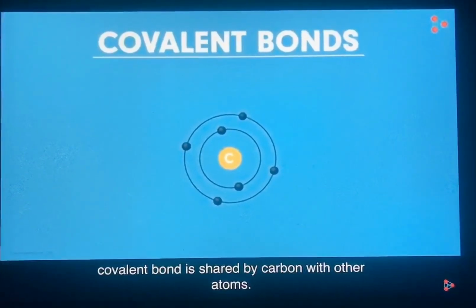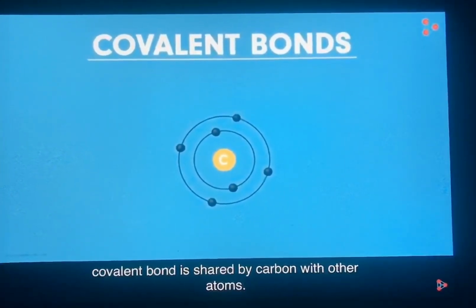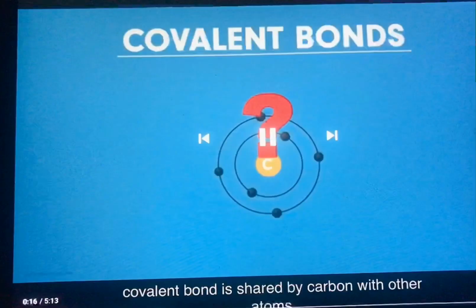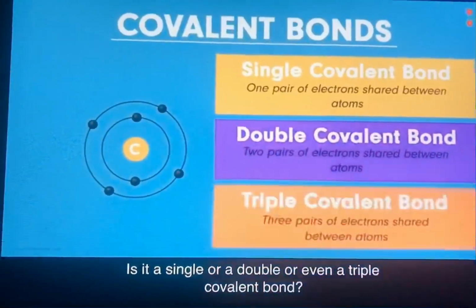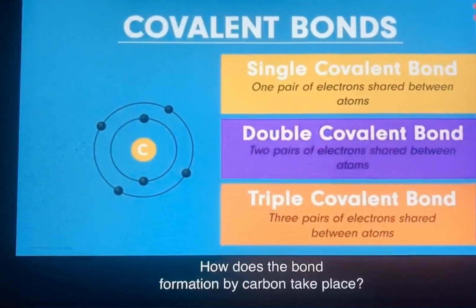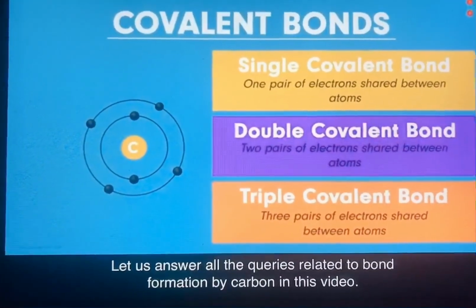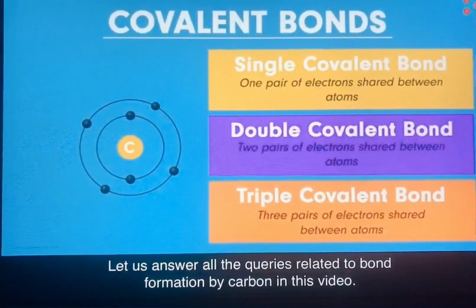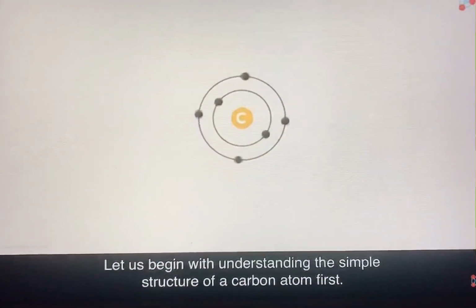Students, in this video we will understand how carbon can form single, double and triple bonds with other atoms. Is it a single or a double or even a triple covalent bond? How does the bond formation by carbon take place? Let us answer all the queries related to bond formation by carbon in this video. Let's begin with understanding the simple structure of a carbon atom first.